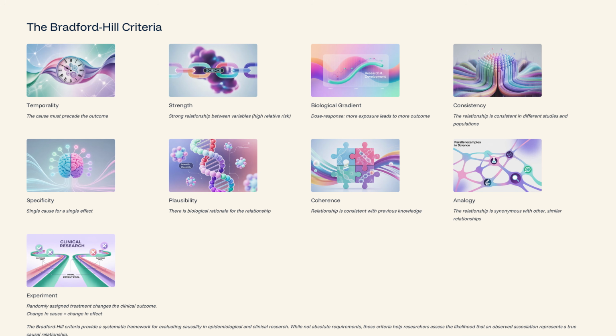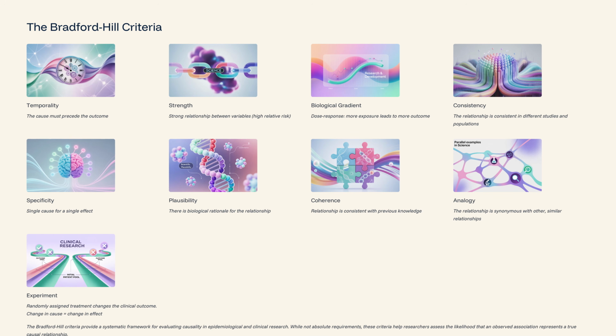Plausibility has to have some sort of biological background or rationale that can be conjured up to support the causal relationship. It has to be coherent, meaning that the relationship is consistent with previous knowledge. It has to have analogy, meaning the relationship is synonymous with other similar relationships. Have we seen this type of relationship before in this biological context? And finally, it can be supported by experimental research. So randomly assigned treatment changes the clinical outcome. Change in cause equals change in effect.